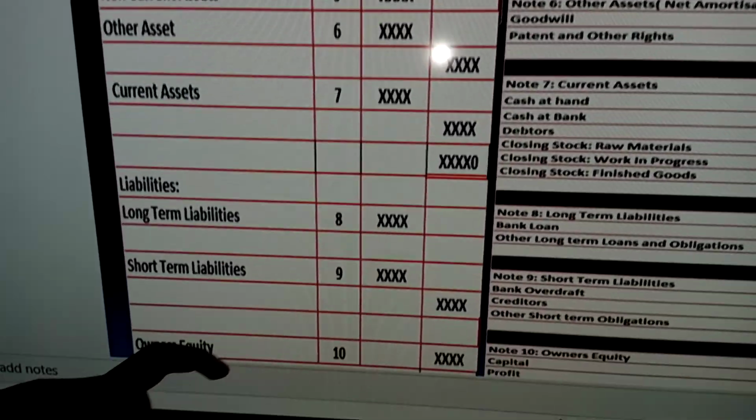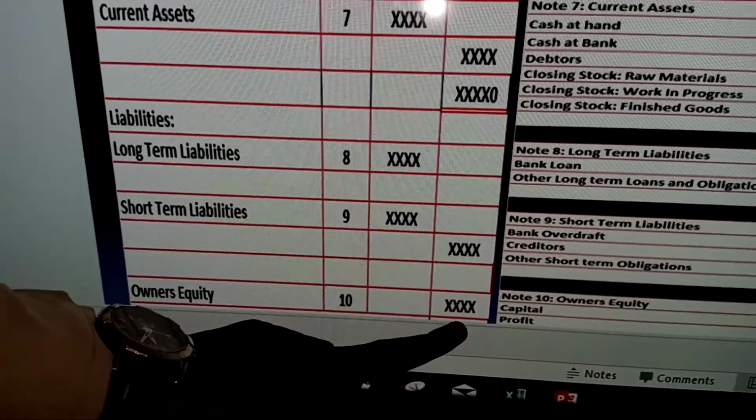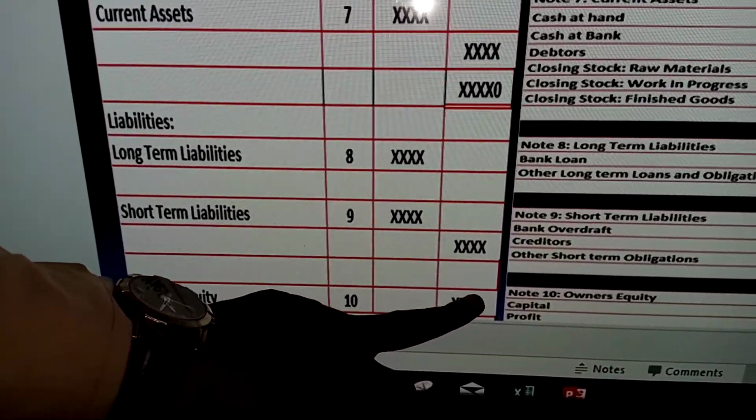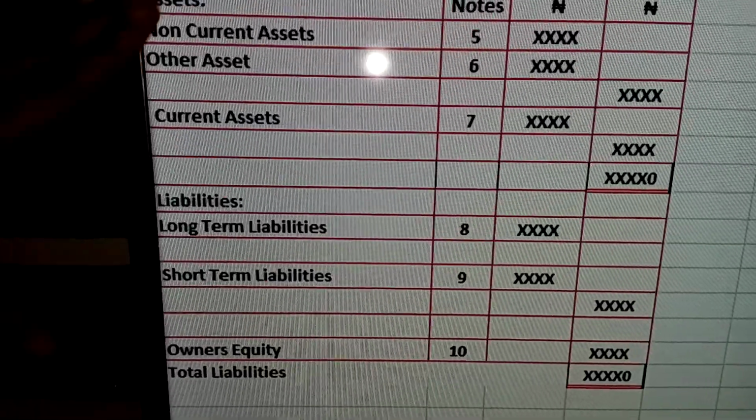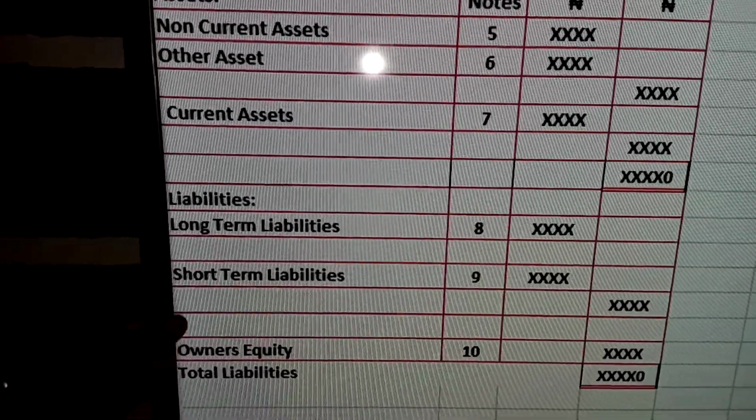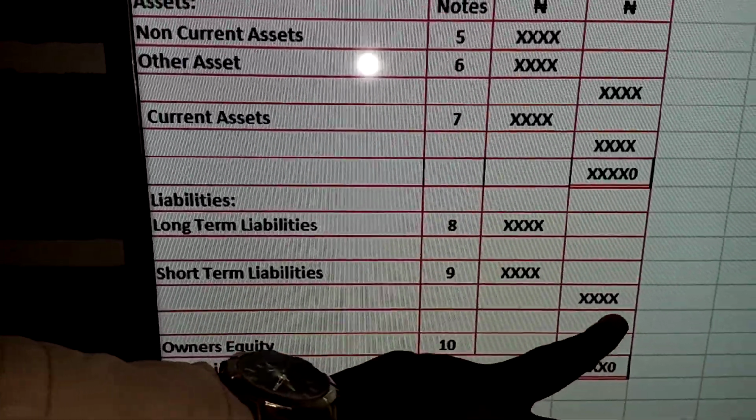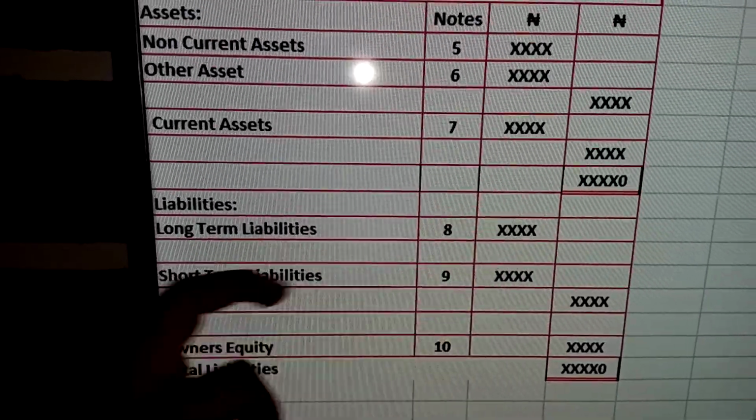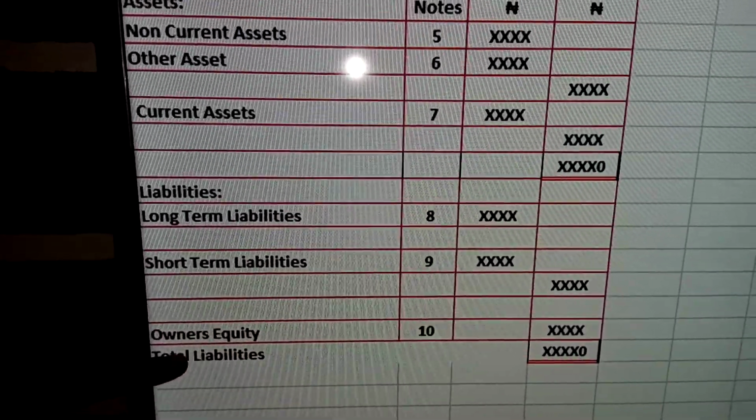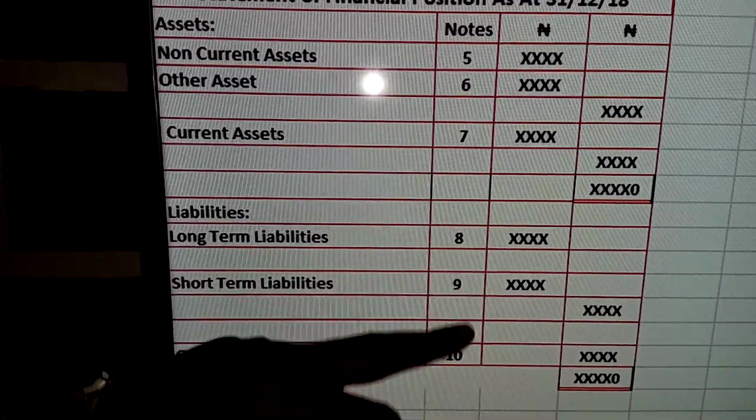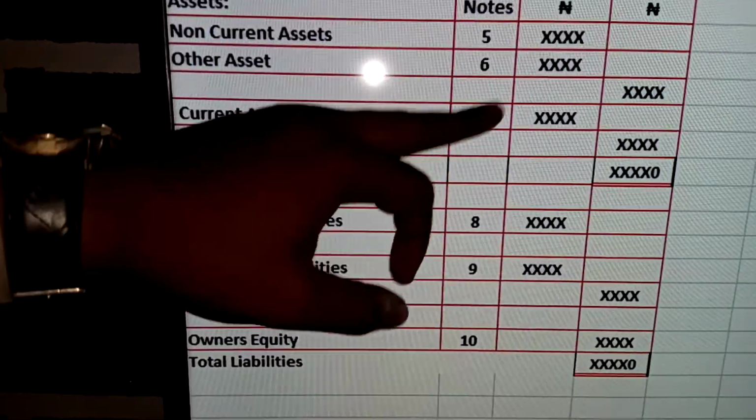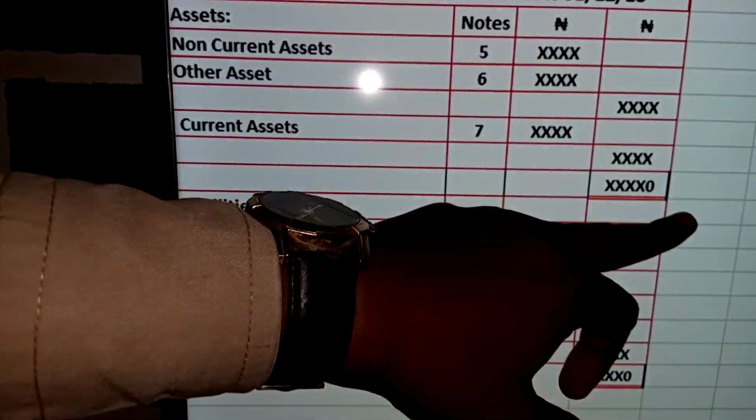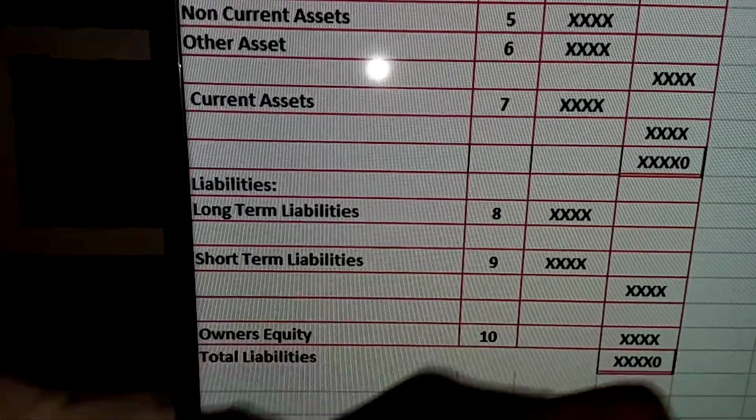So when you look at your owner's equity, if you add your owner's equity to your long-term liability and short-term liability, you have your total liabilities. So basically your 8, 9, 10 gives you this. 5, 6, 7 gives you this. So at the end of the day, your total asset must be equal to your total liabilities.